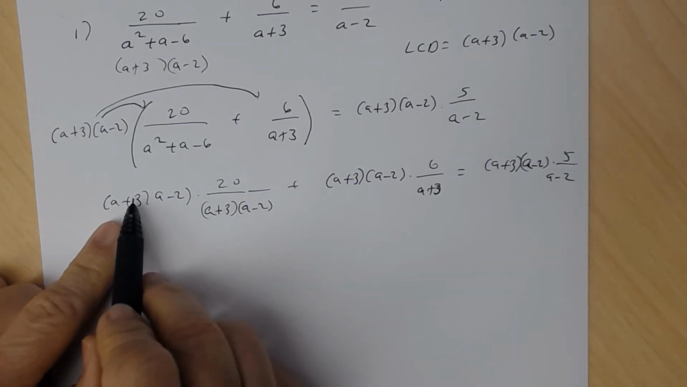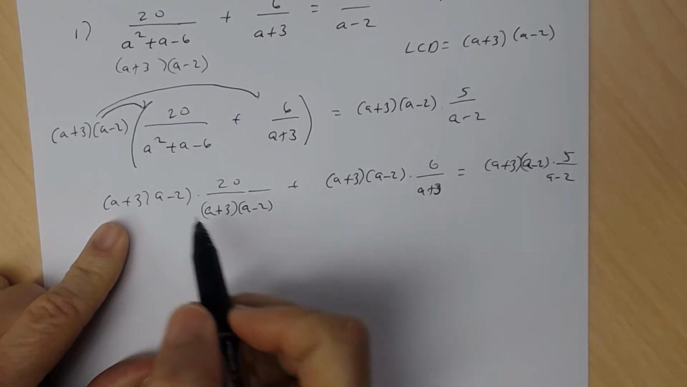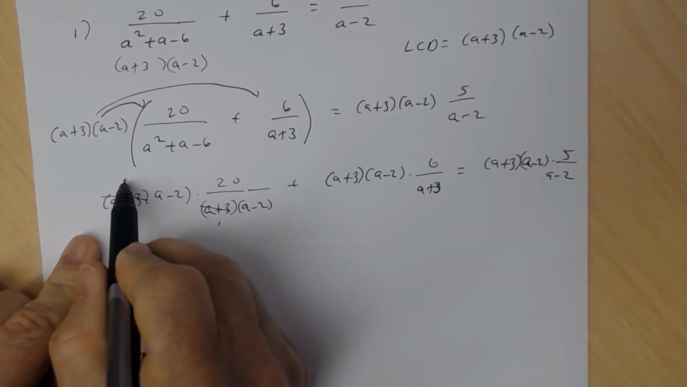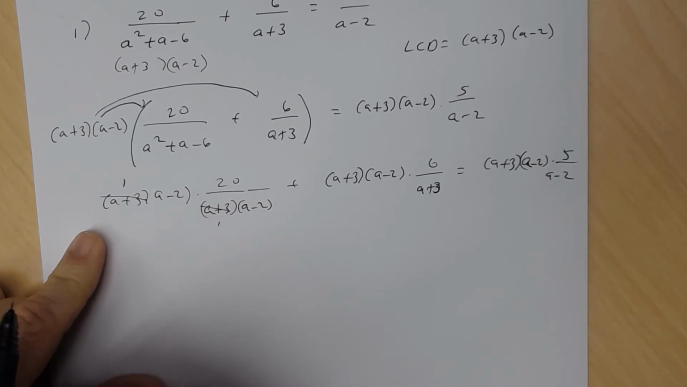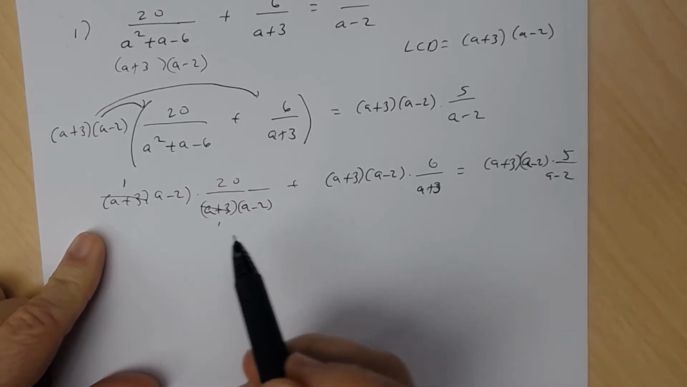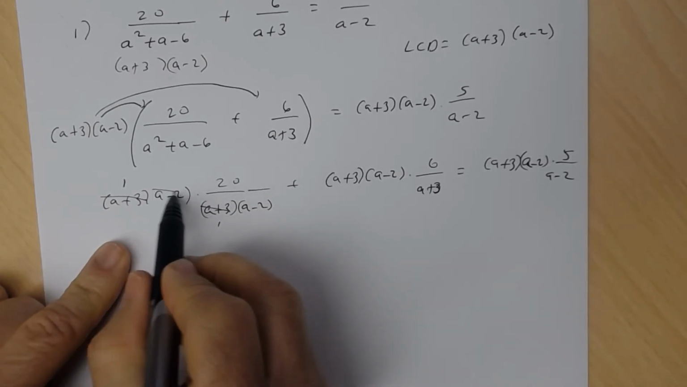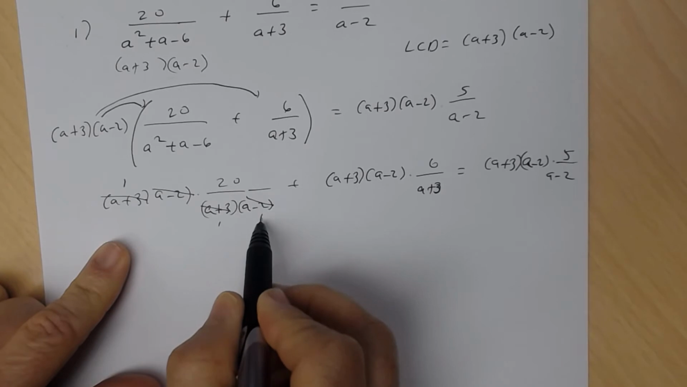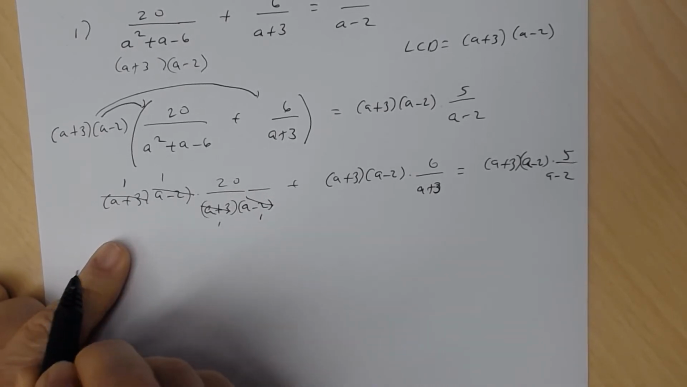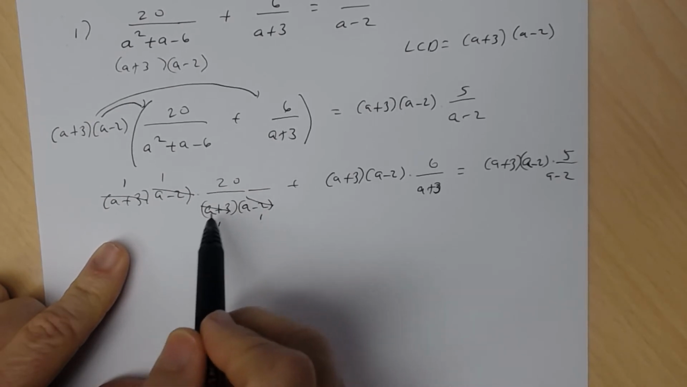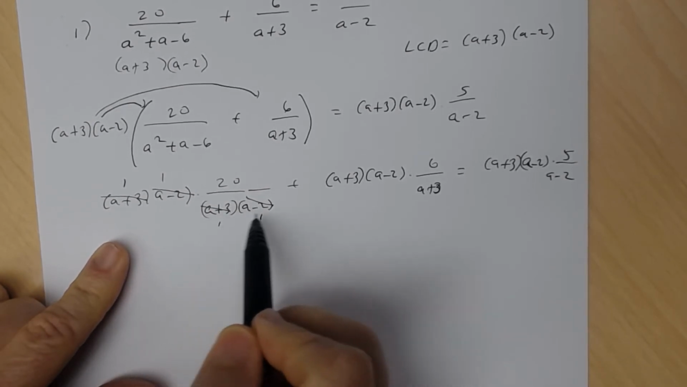If I look at these factors here, the a plus 3's divide out. And when they divide out, I mean that the factors that are left are 1's. So a plus 3 divided by a plus 3 is 1. Anything divided by itself is 1. A minus 2 divided by a minus 2 is 1. So notice whenever I clear the fractions, remember I want to clear the fractions, these factors down here have to turn into 1's.